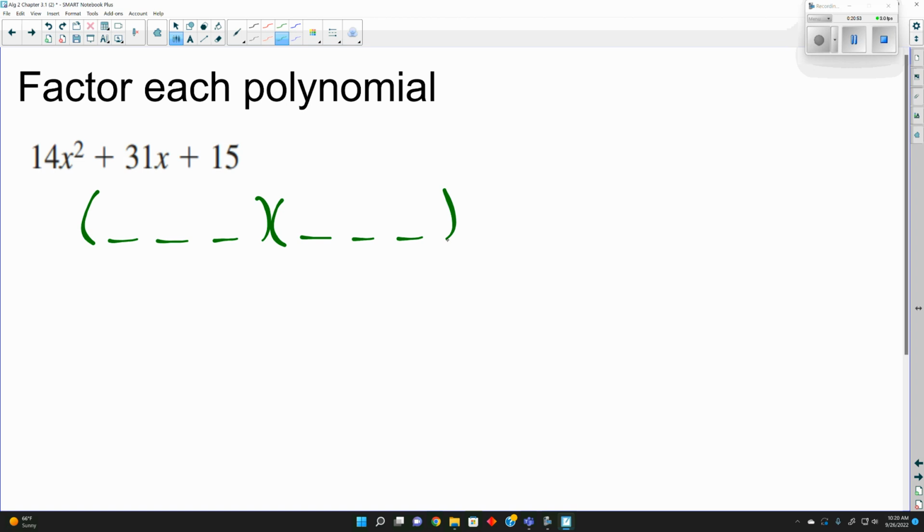Step number 3, signs. If the third term is positive, the signs are the same and match the sign of the middle term. If the third term is negative, the signs are opposite. Well, here the third term is positive. So the signs are the same and match the sign of the middle term, which is positive. So we have plus and plus.